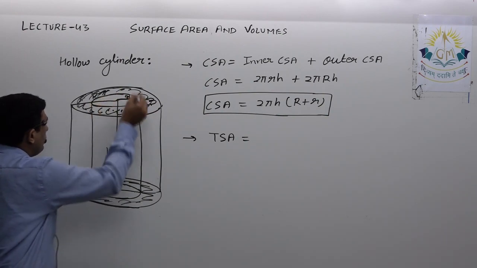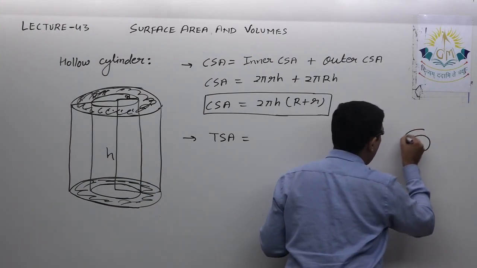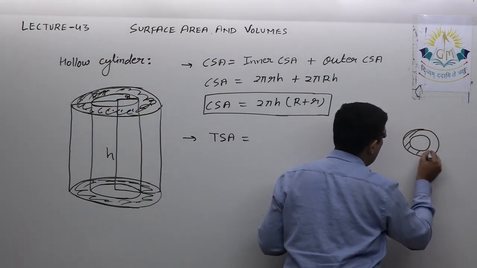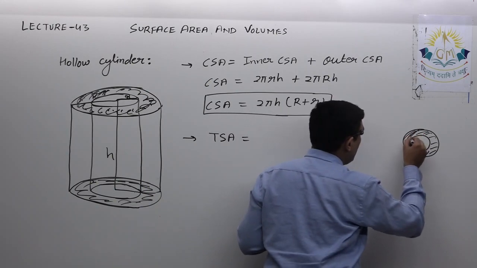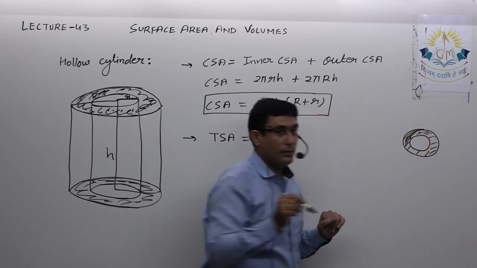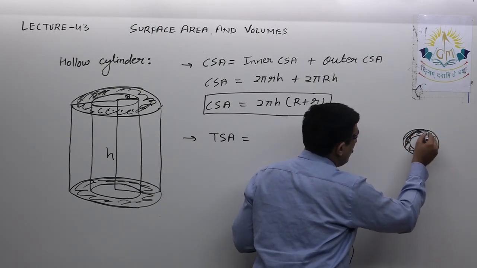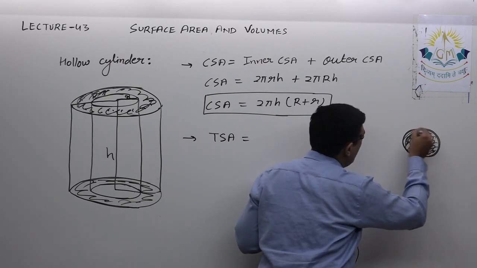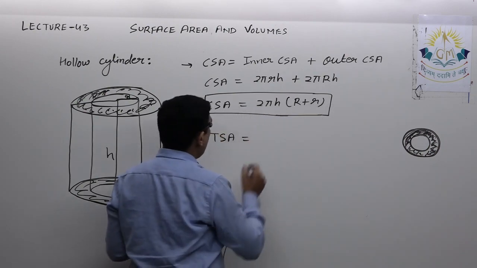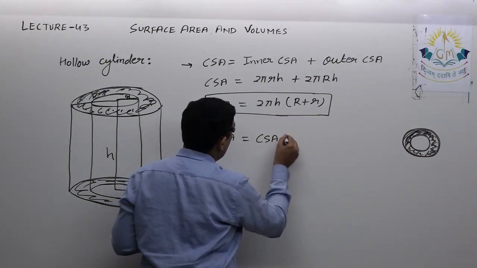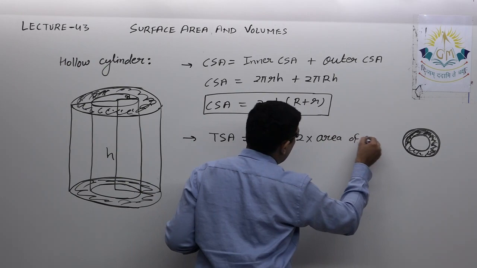See, if I give you the top view of this, it will be something like this. This is the top view of a hollow cylinder. That means it is actually two concentric circles. Now among these two concentric circles we have to find the area of this shaded portion. So I can say area of this external circle minus area of this internal circle gives me the area of this ring. So in TSA I write CSA plus 2 multiplied by the area of ring.